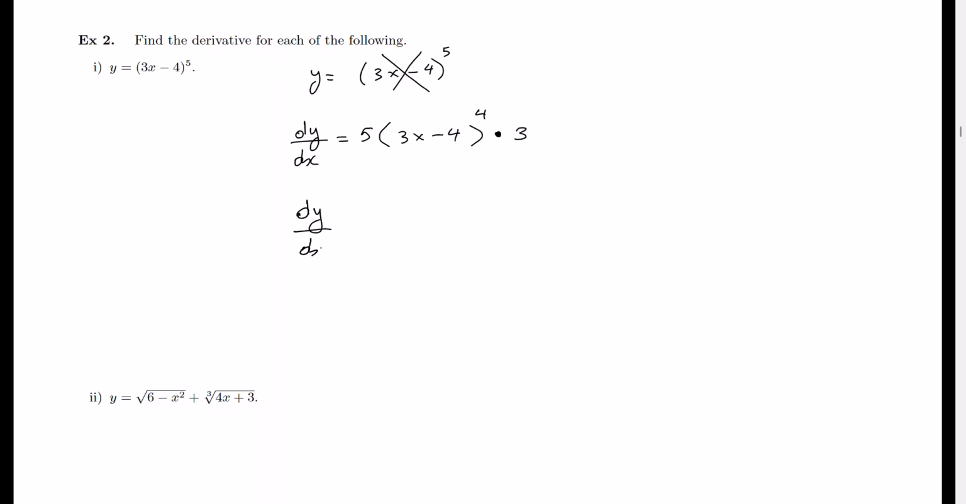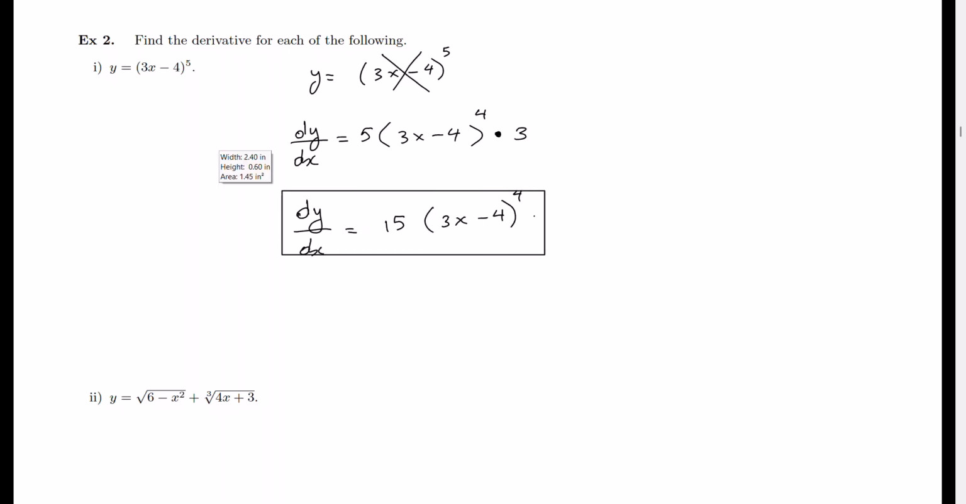So the derivative with respect to x would be 15 times the base 3x minus 4, all to the power of 4. It sounds fancy, but really it's like the simple power rule with an extra little step at the end where you have to multiply by the derivative of the inside. This part, the 3, is the derivative of the inside, and the inside part is the 3x minus 4. We find its derivative, we put it on the side, and don't forget, you have to multiply.